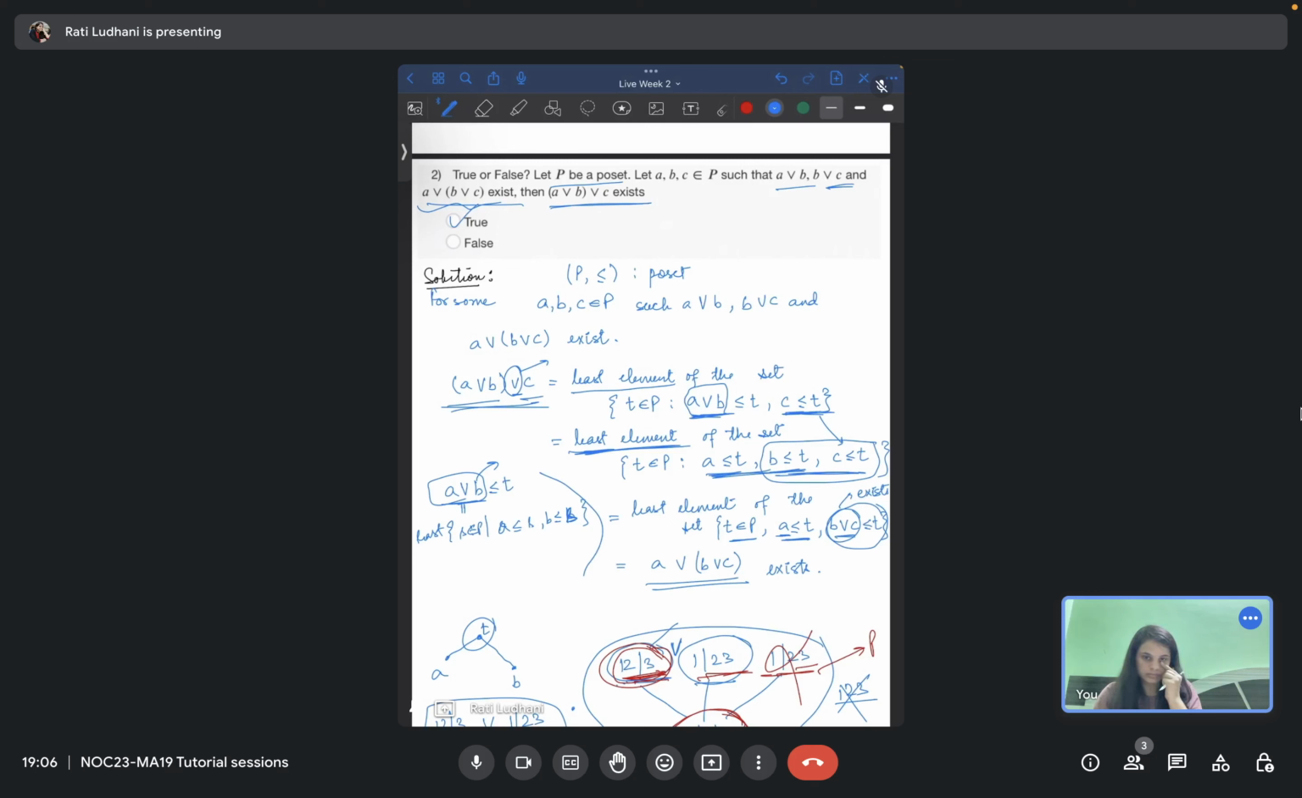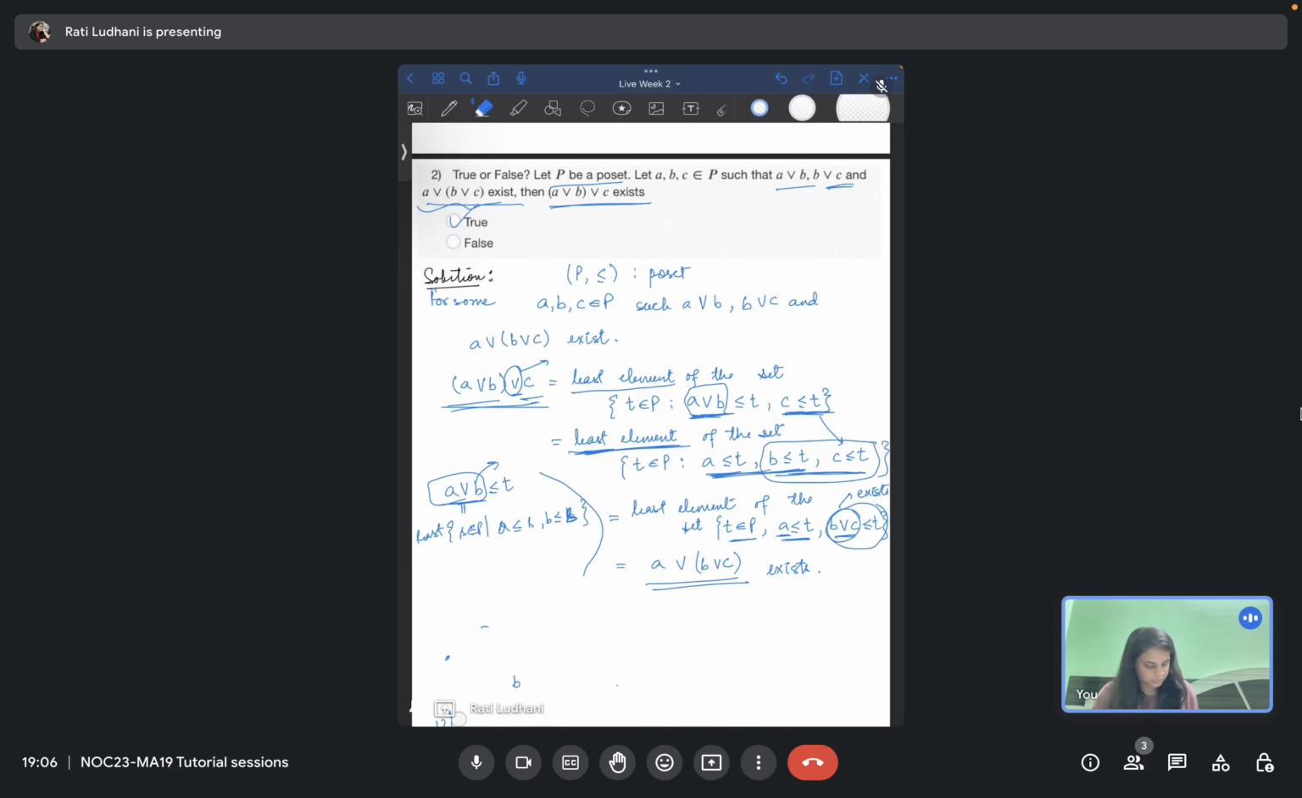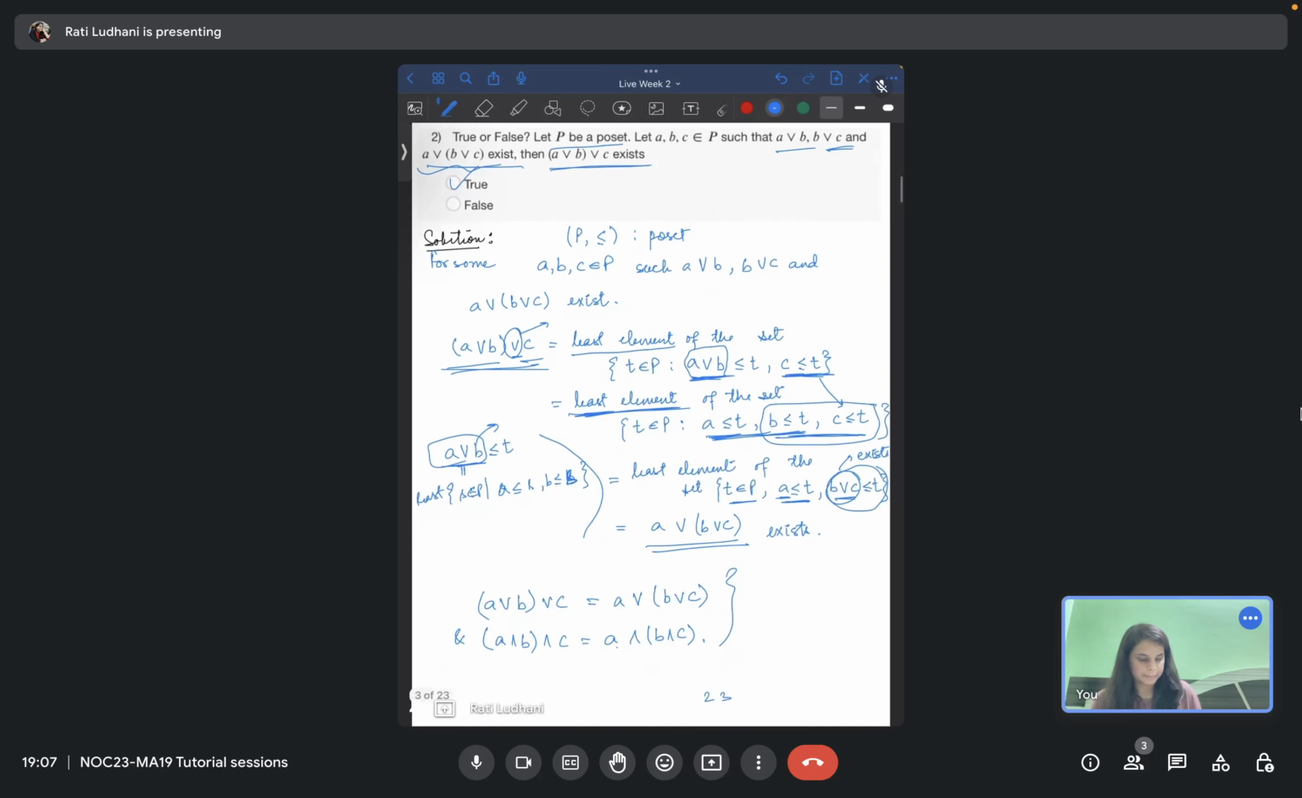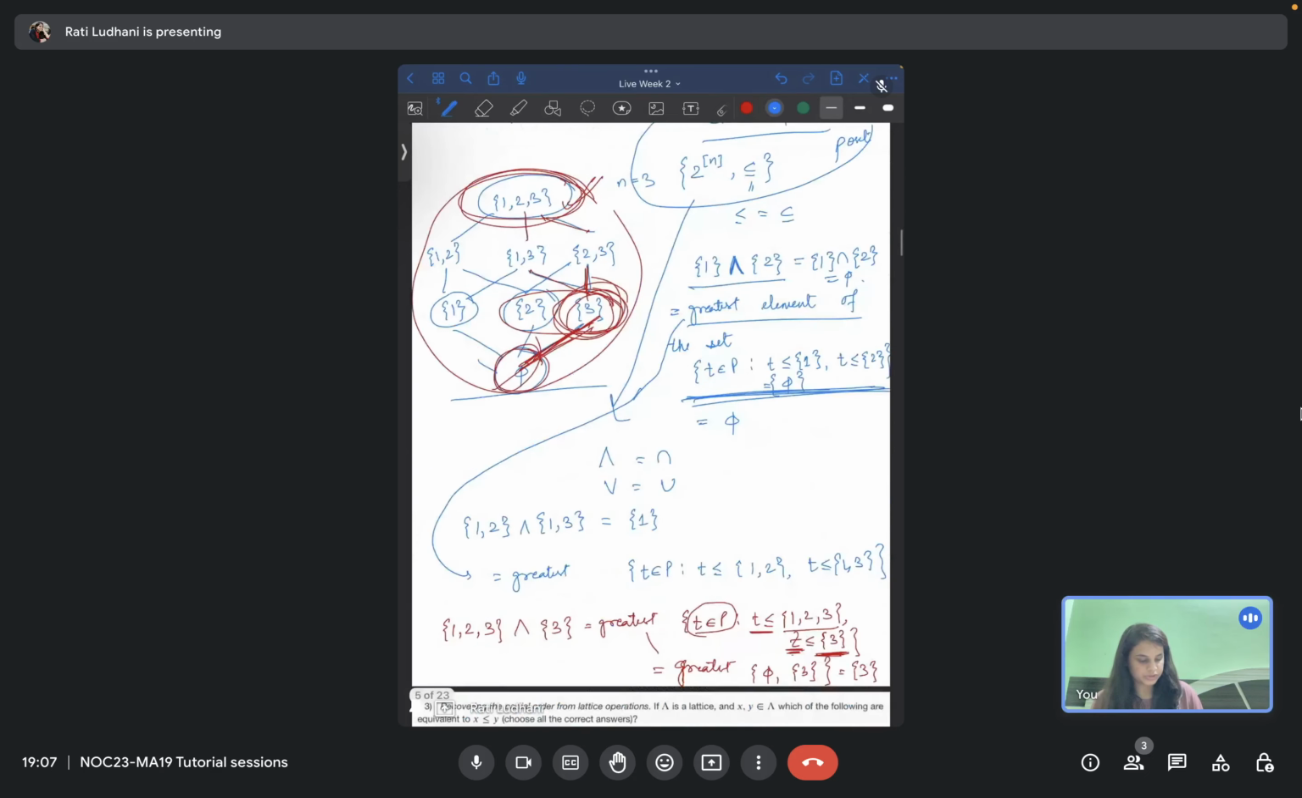And in general, if you see the notes, this is basically the proof of that part. It says this is in general true: this is equal to this, b join c, and for meets also you can write it like this. So these are always true. So yeah, done. You can directly use these results. Is that okay? Okay, let's move to the next question.